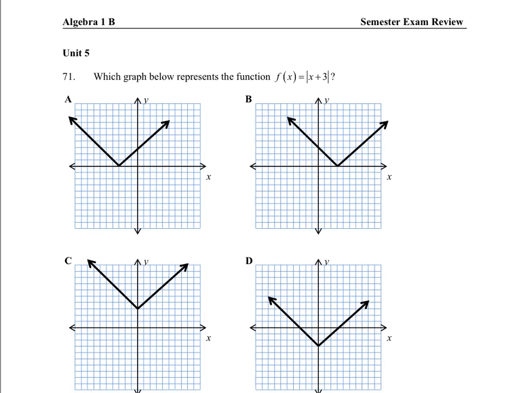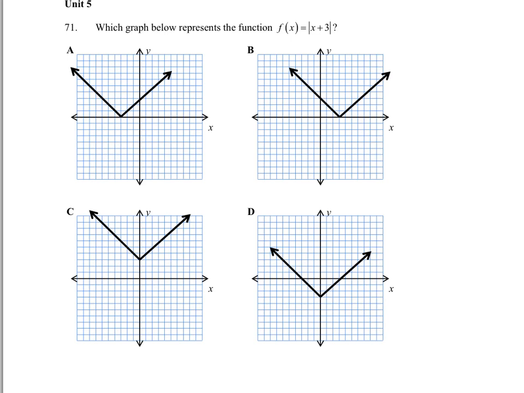Question 71. Which graph below represents the function f of x equals the absolute value of x plus 3? Well, the thing we know about the absolute value graph is that its parent function, let's say f of x equals the absolute value of x, is going to look like a V with the vertex at the origin. What we can see from this function right here is that we are horizontally translating it, because the plus 3 is inside the function, it's a horizontal translation.